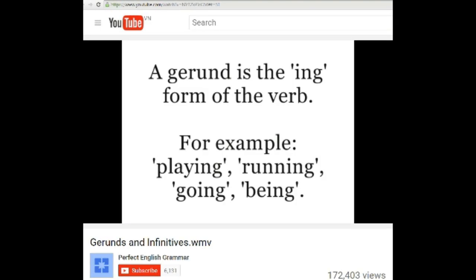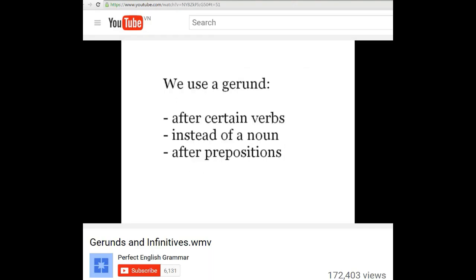For example, playing, running, going, being. We use a gerund after certain verbs, instead of a noun, and after prepositions.